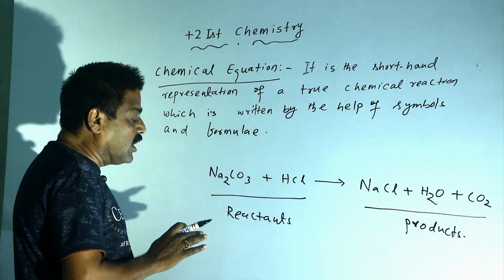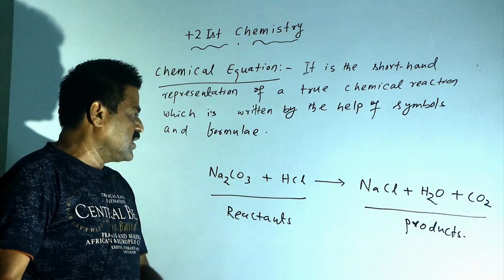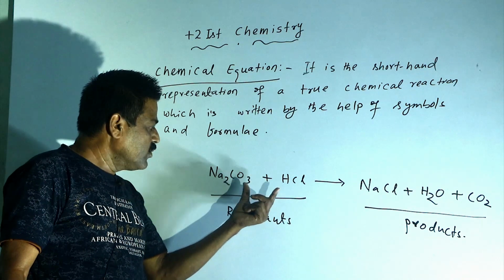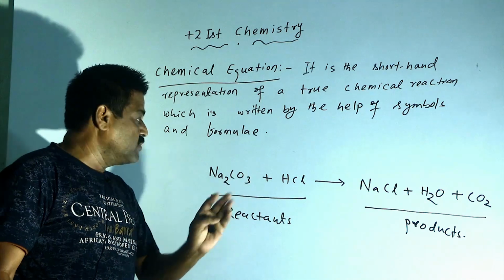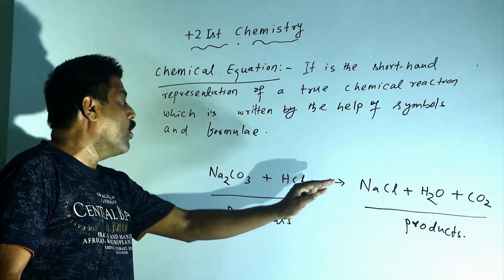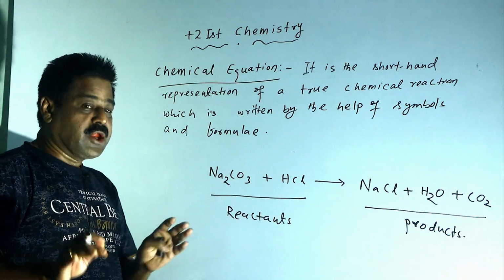But when we are talking about the types of reaction, here this is called a chemical equation which is not balanced. It means the number of each kind of atoms on both sides are not equal.